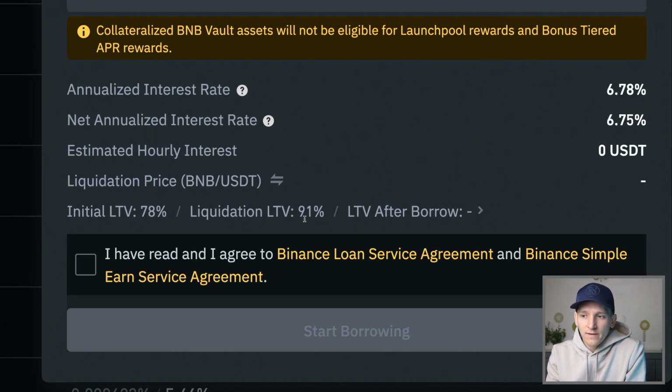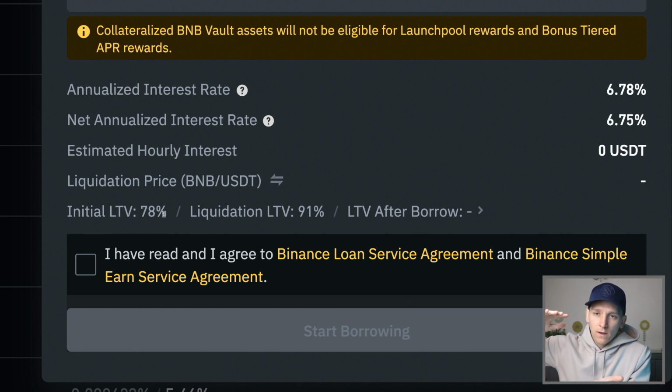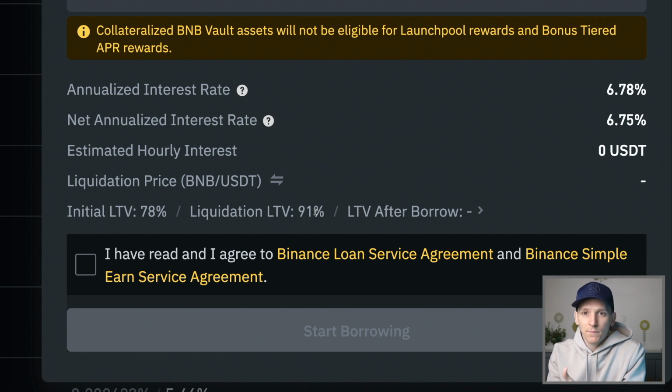Liquidation loan to value is 91%. That means if we've borrowed 78% of our collateral value and our collateral falls in value, then our loan to value goes up, because our loan is the same. We're borrowing dollars. That doesn't change, but the collateral moves in price. If our collateral goes down in value so that our loan to value is 91%, they will liquidate our position. What does that mean? It just means that they start selling out our collateral to pay off the loan. And that obviously reduces the loan to value again, because we're paying off the loan.